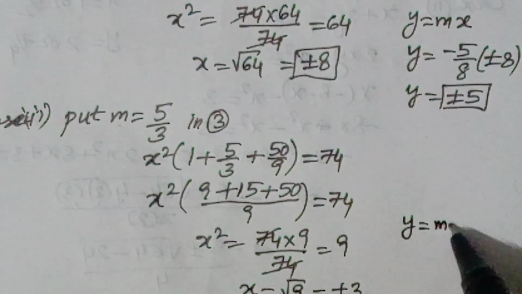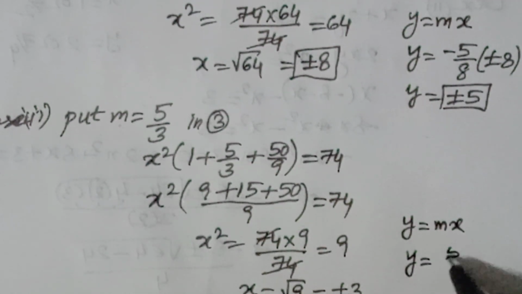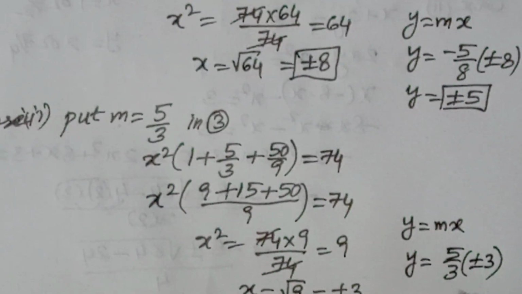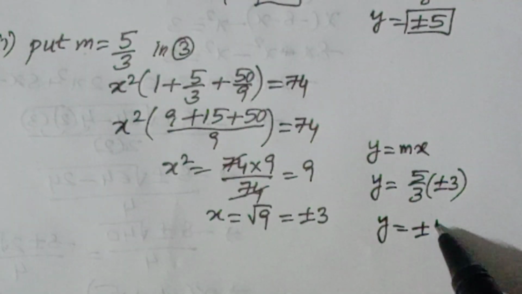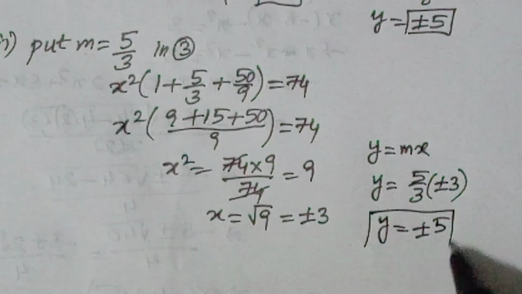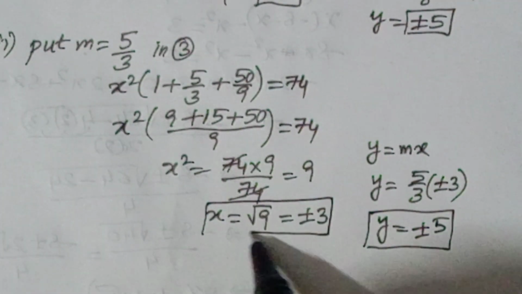Now substitute this in y equal to mx. y is equal to 5 by 3 into plus or minus 3. That implies y is equal to plus or minus 5. So these are the possible values of x and y.